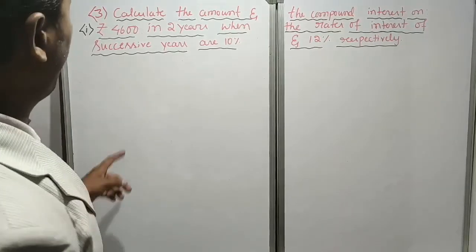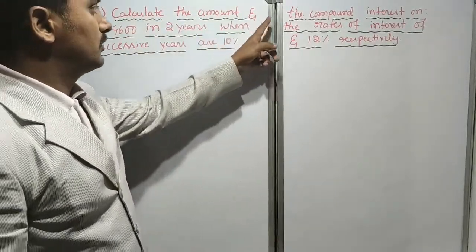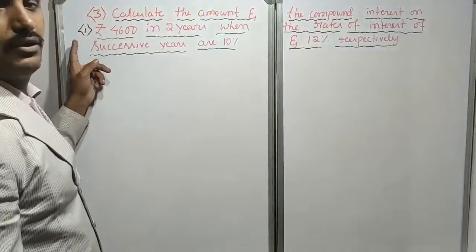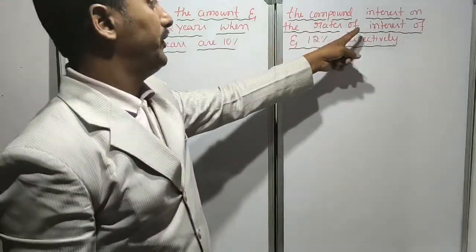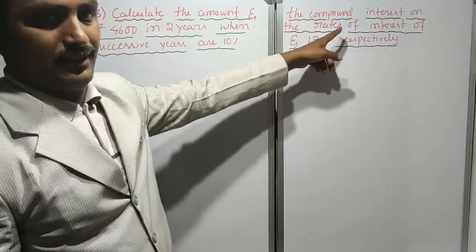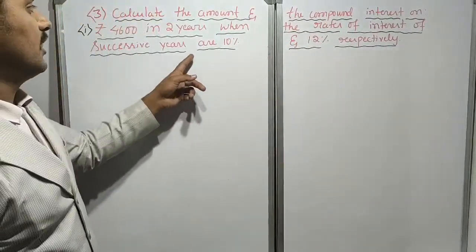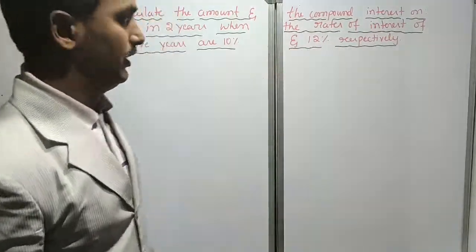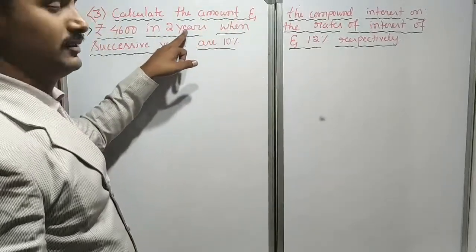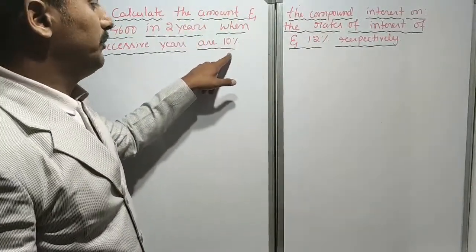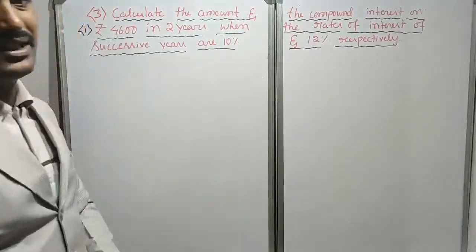Dear children, in the exercise, third problem, I will read that question. Calculate the amount under compound interest on rupees 4,600 in 2 years when the rates of interest of successive years are 10% and 12% respectively. I am finding the amount for 2 years. The first year rate of interest is 10%, second year rate of interest 12%. The initial principal amount is 4,600, dear children.